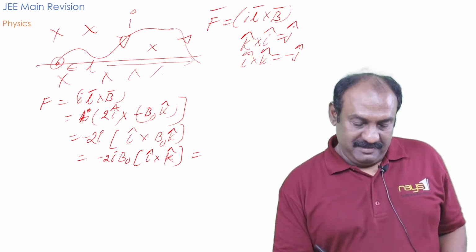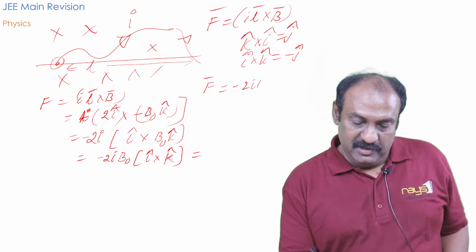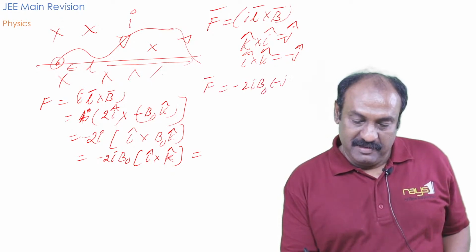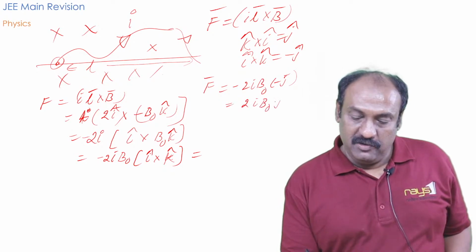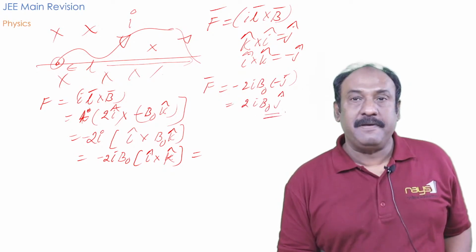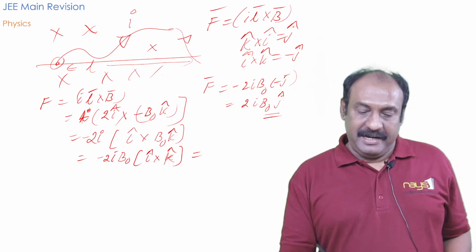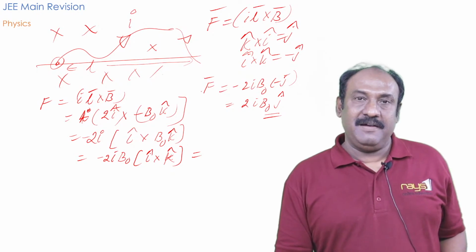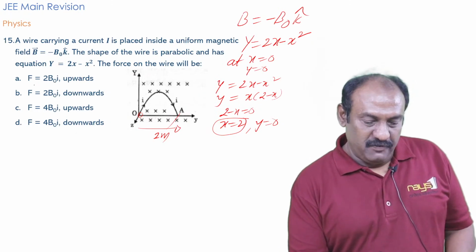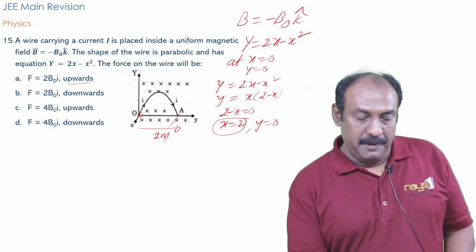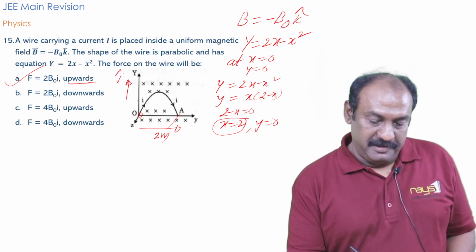So from this, F bar is equal to minus 2I into B naught into minus J bar, that is equal to 2I B naught into J cap. So what is J cap here? J cap represents the direction of the force vector. It is along the positive y direction. See the options here. So F equal to 2 B naught I upward. Upward means this is the J cap representation.